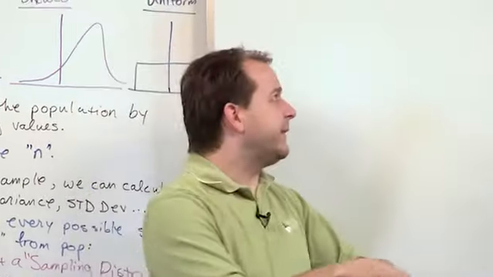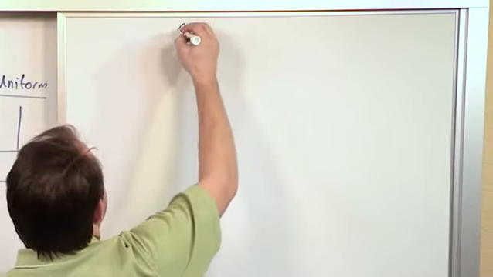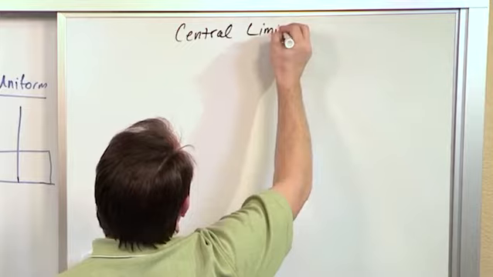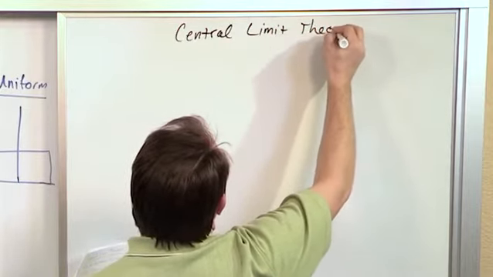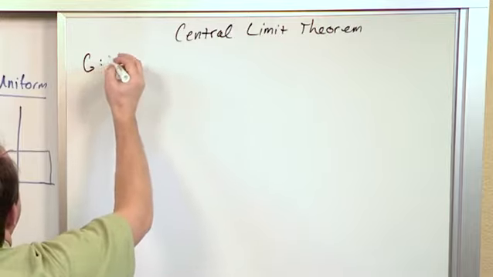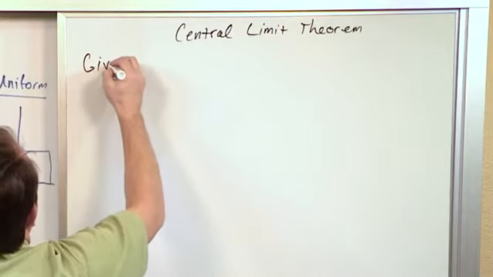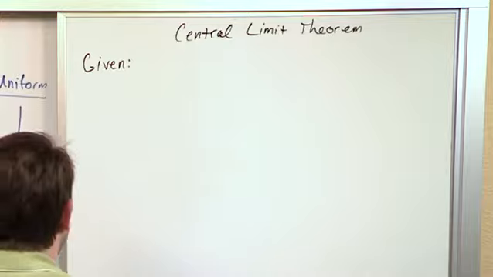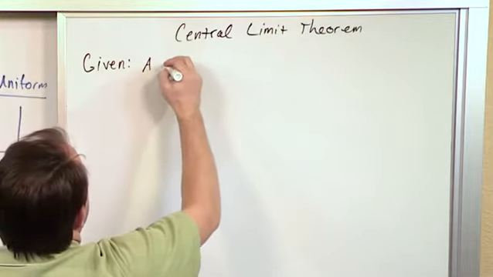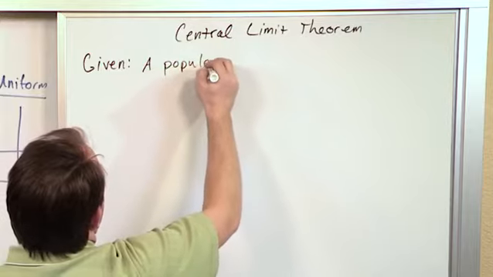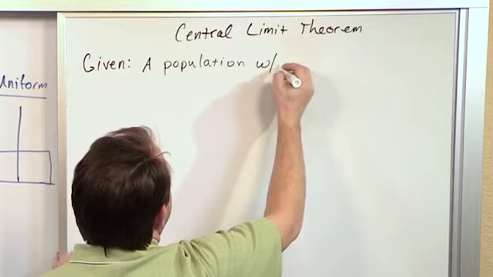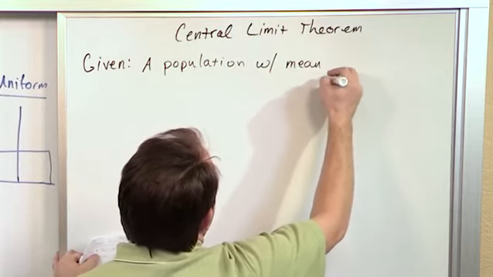So for the central limit theorem, I'll just go ahead and write this down. It's called the central limit theorem. All right, and when we're studying this, guys, we have to make some assumptions. So I'm going to say given, this is what you're actually given when we're talking about this. We're given a population, which is what we're trying to study usually, and it has a mean of mu.